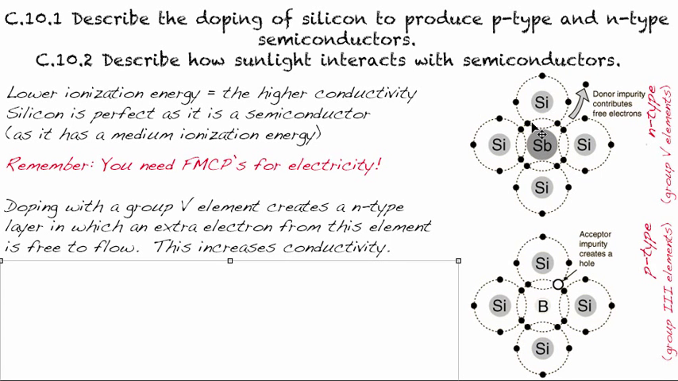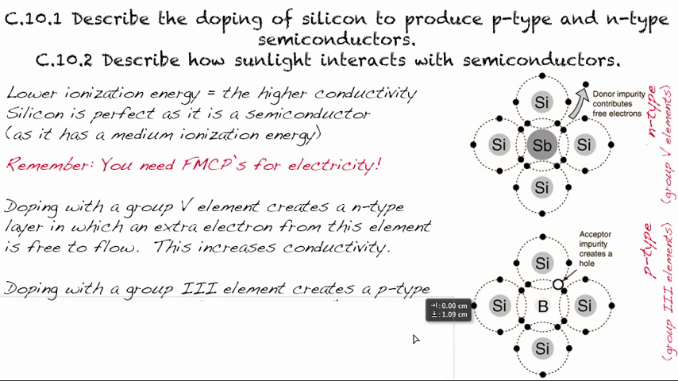And so what happens is they can use 4 of them for bonding, and then there's one that is not bonding, so it's able to flow, and thus we can have electricity. So this extra electron increases conductivity. With an N-type, you just want to remember that it's group 5 elements because of that extra electron.